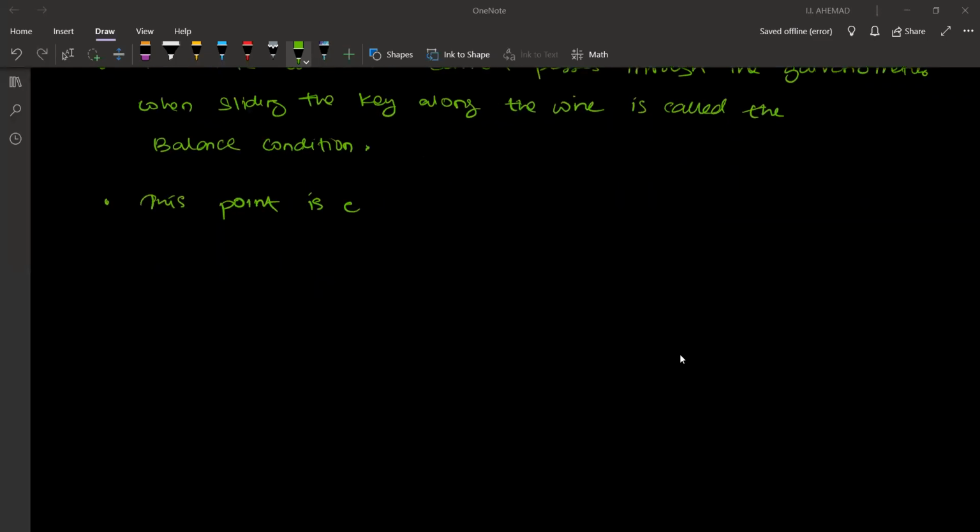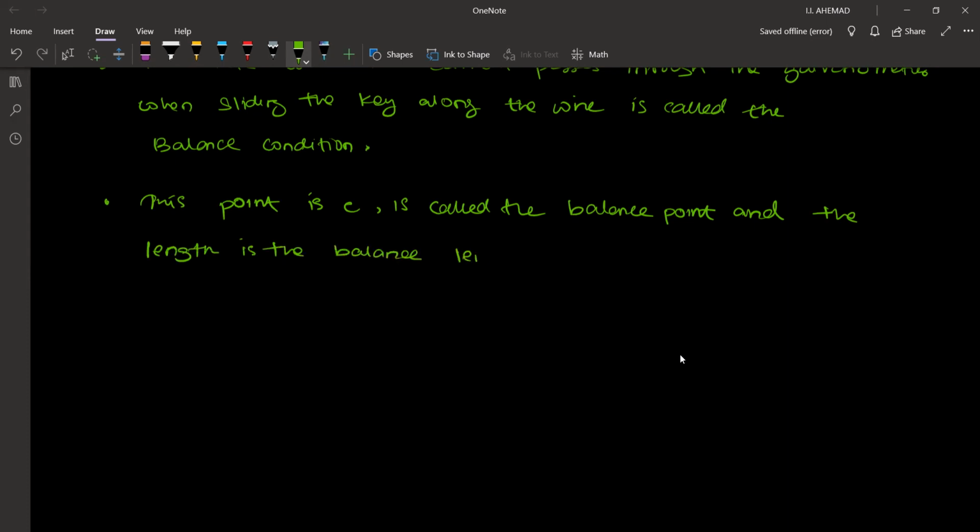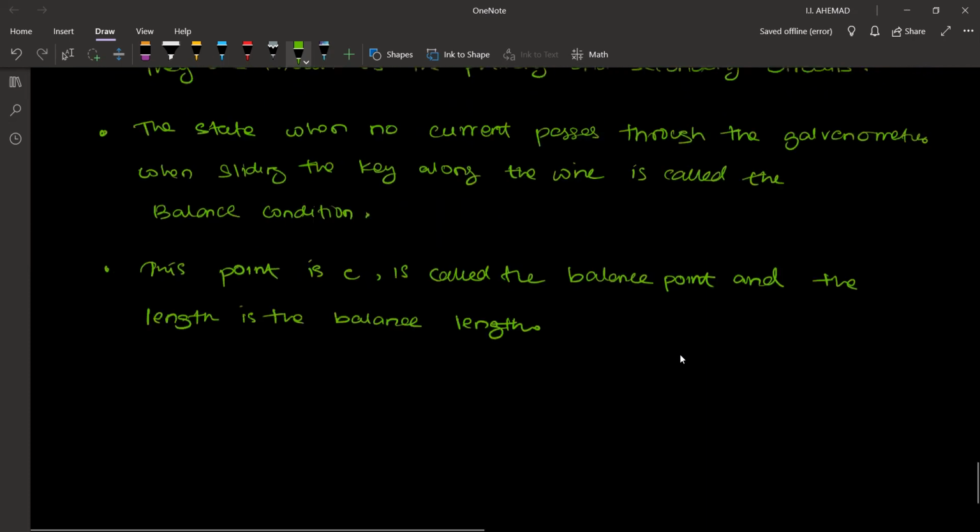The point C is called the balance point, and the length is the balance length. Okay, so far, have you noted?